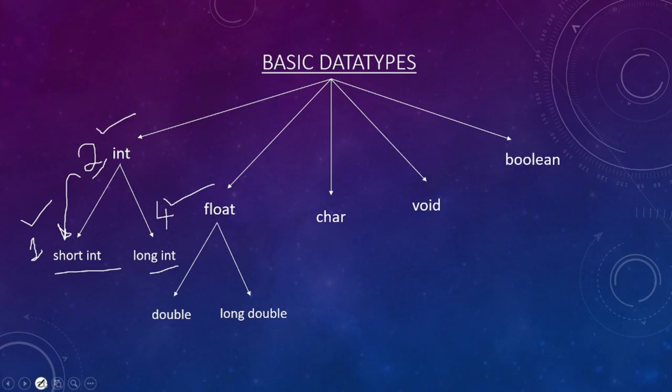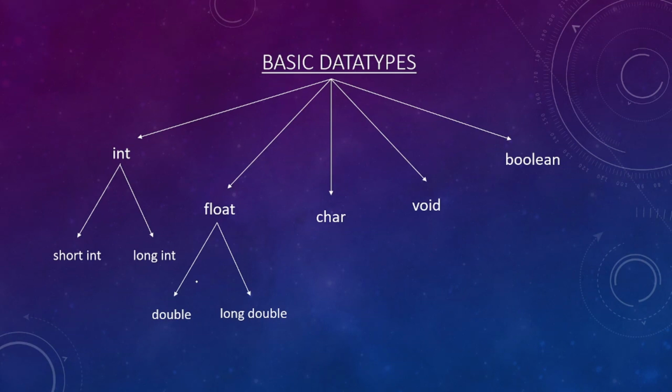Now next, coming to float. So what is my float? It is a decimal value. So whenever you want to give any decimal value in your program, then you opt for float. It will usually allocate 4 bytes. I'll be explaining all this, integer, float, char, void, everything, in detail. For now, just know the memory allocation, how many bytes it allocates, right?